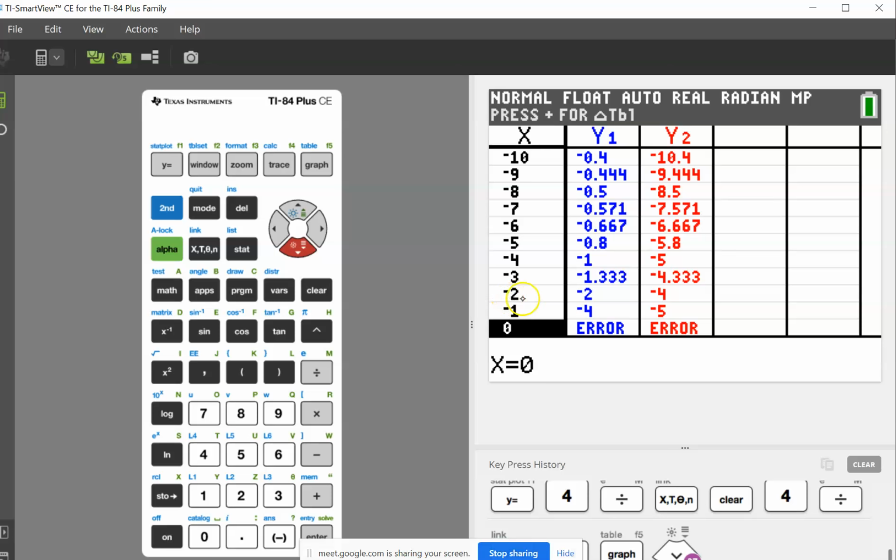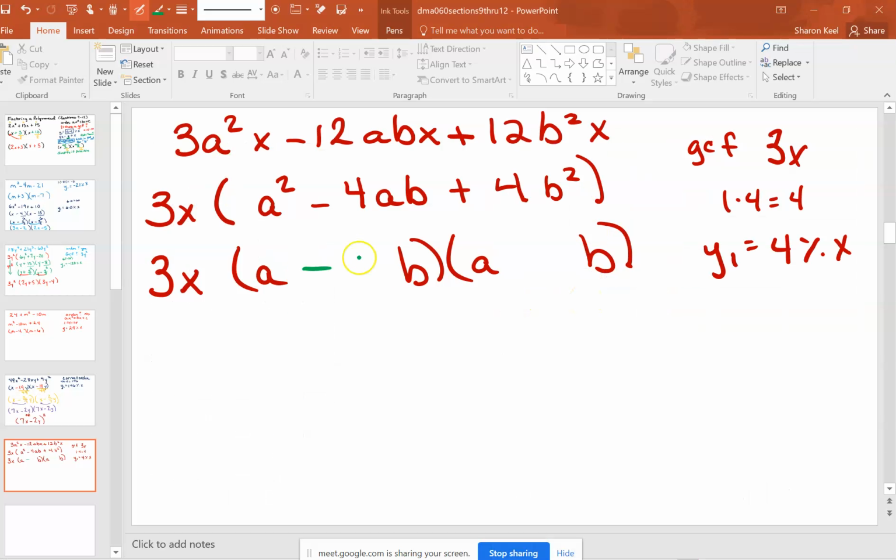So what we have is a minus 2 and another minus 2. And for this problem, that is your final answer. You can leave it this way, or you could write 3x. Since these two are both the same, you could write a minus 2b and put it as squared. Either way is acceptable.